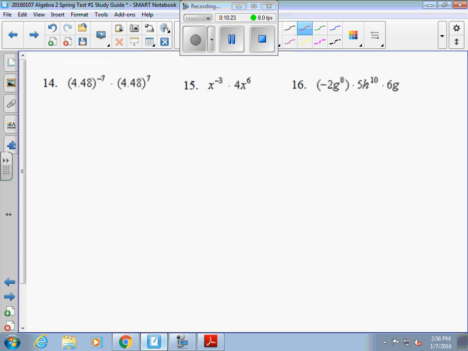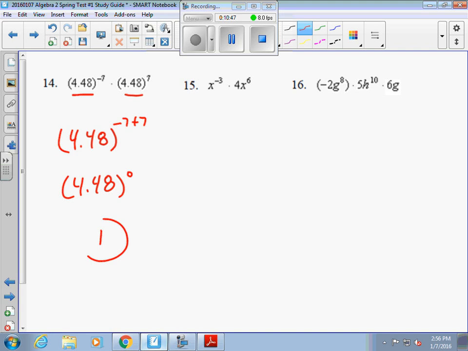Number 14 is 4.48 to the negative 7th times 4.48 to the positive 7th. Those are the exact same bases. Notice they're both 4.48 multiplying by each other, which means you add the exponents: 4.48 to the negative 7 plus 7. Negative 7 plus 7 is 0, and we know anything to the 0 power is 1.